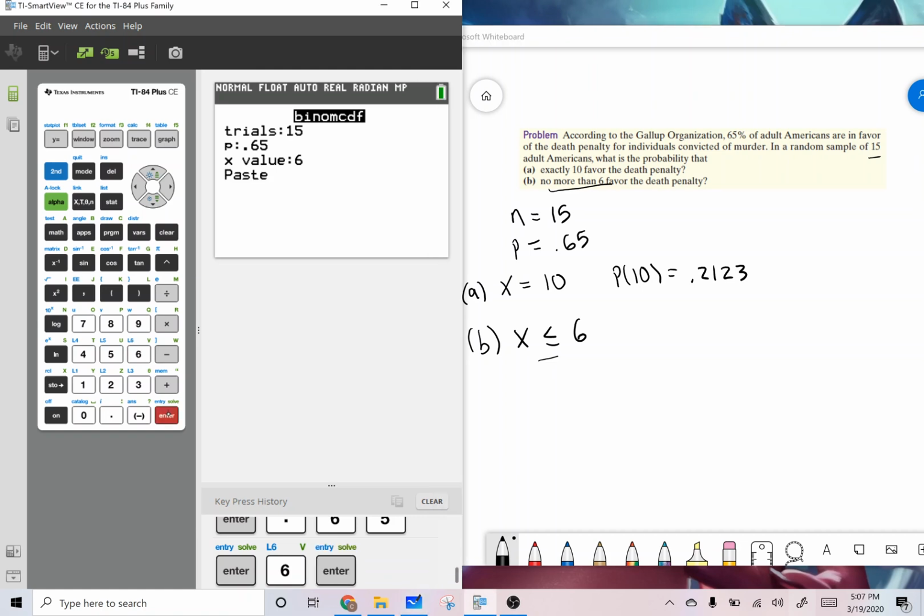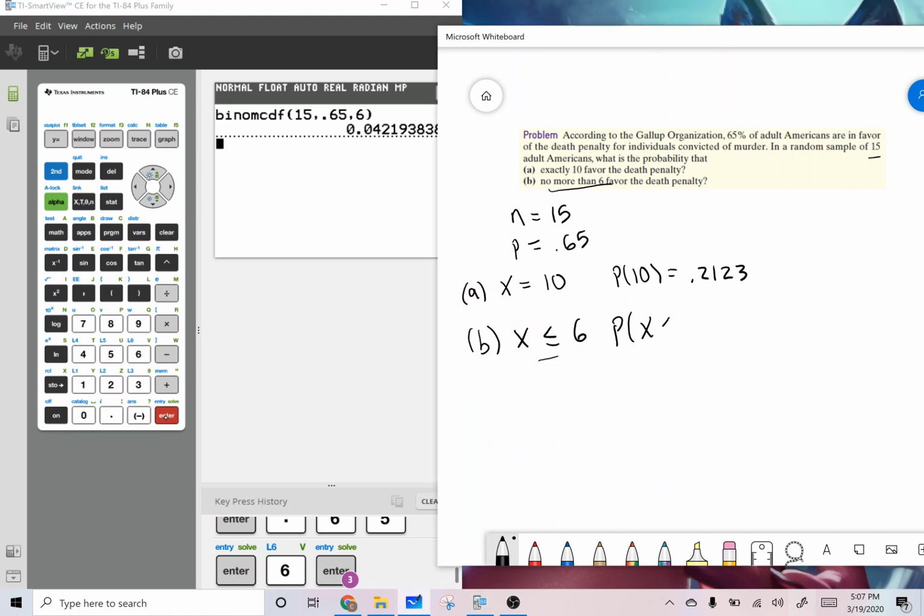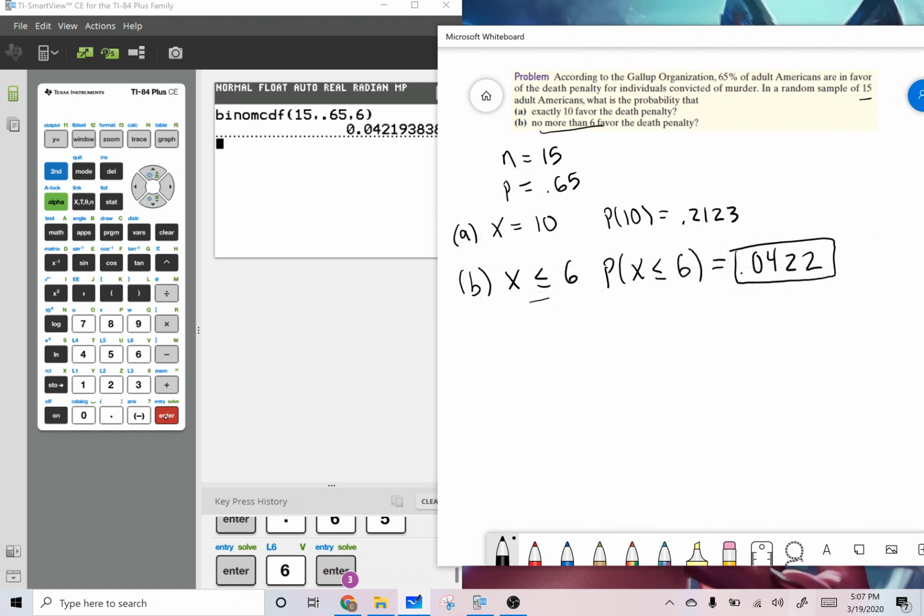So we're going to go ahead and calculate it. We paste it and enter it. It tells us that P of x being less than or equal to 6 is equal to 0.0422. That's a 4.2% chance that if you ask 15 people, either 0 people, 1 person, 2 people, 3 people, 4 people, 5 people, or all 6 people say that they favor the death penalty. Excuse me on that.